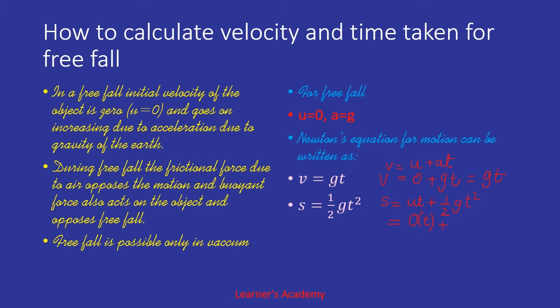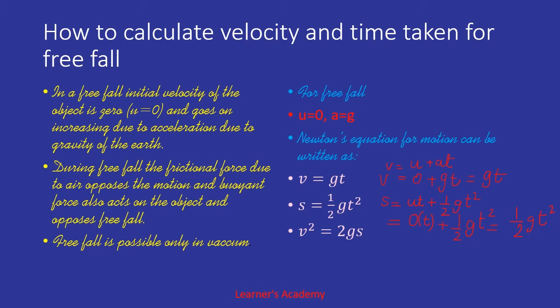Okay, so what do we get? Half gt square. So this comes out to be half gt square.